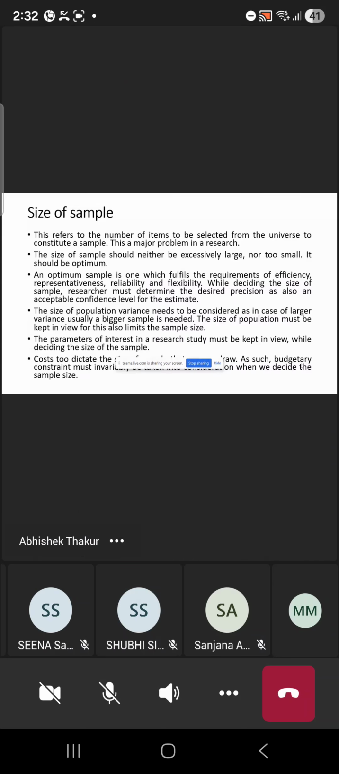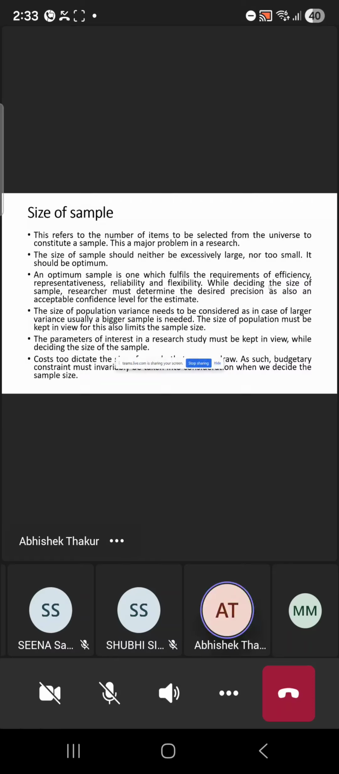Sample size refers to the number of items to be selected from the universe to constitute a sample, and this is a major issue in research. So why is this important? Because deciding sample size is a major concern, and the sample size should not be too big and expensive, or too small and unreliable. So it should be an optimum balance for efficiency, reliability, and cost.